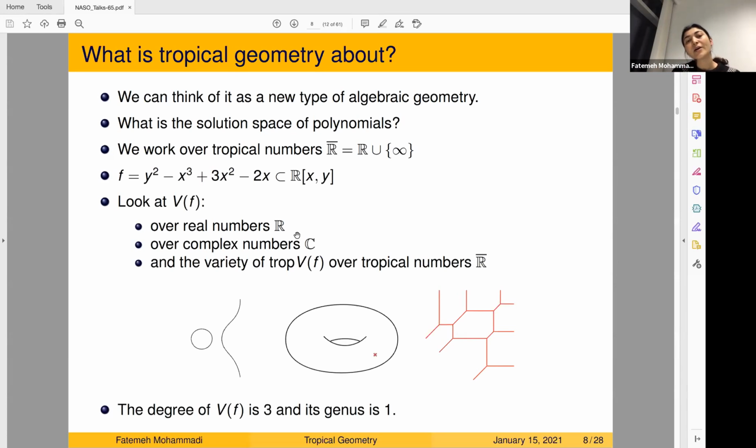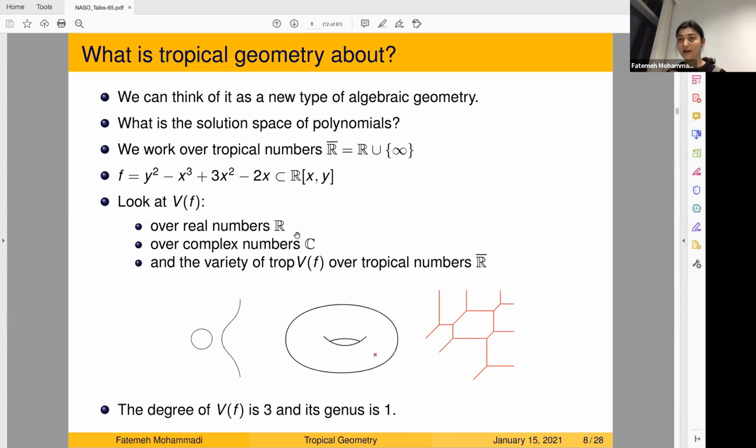Okay, so here is an example, just to give you an idea of what we will see later. Start from a polynomial in two variables, x and y. That's a degree 3 polynomial, y squared minus x cubed plus 3x squared minus 2x. Okay, and then we are interested in the solutions of this polynomial. Like in algebraic geometry, you can choose what field you want to work on. For example, if I want to look at the solutions over real numbers, only real solutions, then the graph of this polynomial, this solution space, looks like the picture that I have on the left.